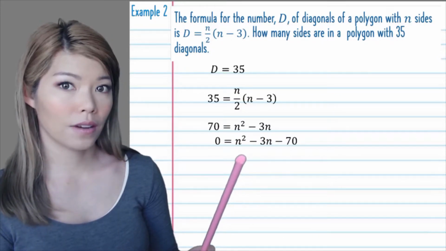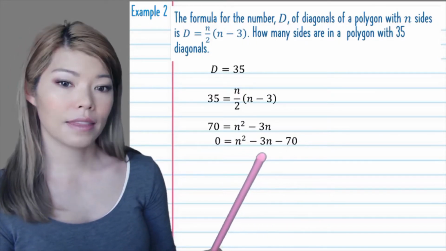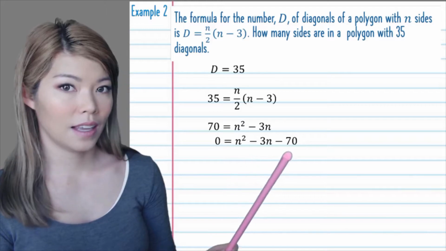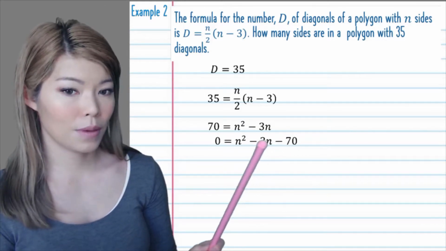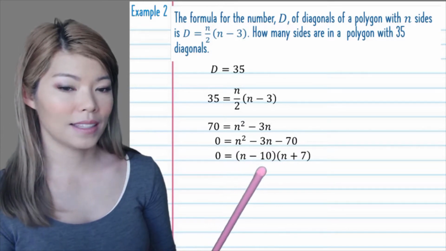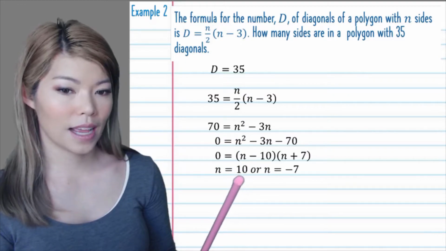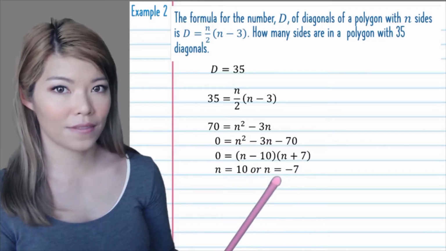Now we factorize. Think of two numbers that multiply to give you negative 70 and add up to minus 3. I'm thinking 7 times 10. Because I want negative 3, I'm going to make the 10 negative. So now I have n minus 10 and n plus 7. And when you solve for that, we get n is 10 or n is negative 7.